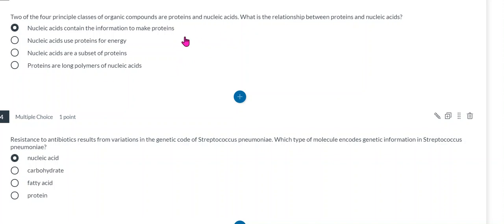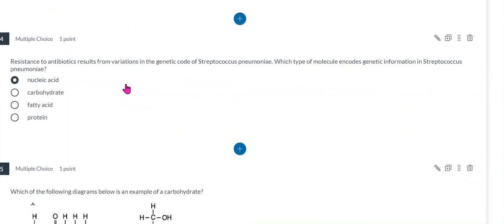Next: two of the four principal classes of organic compounds are proteins and nucleic acids. Now we're going to switch to the macromolecule lesson. What's the relation between proteins and nucleic acids? The correct answer is that nucleic acids contain the information to make proteins. Remember, one example of a nucleic acid is DNA. DNA is found inside the nucleus. DNA sends the messenger molecule, which is RNA, to the ribosome, and the ribosome reads that message and makes the protein. So that is why this is the correct answer.